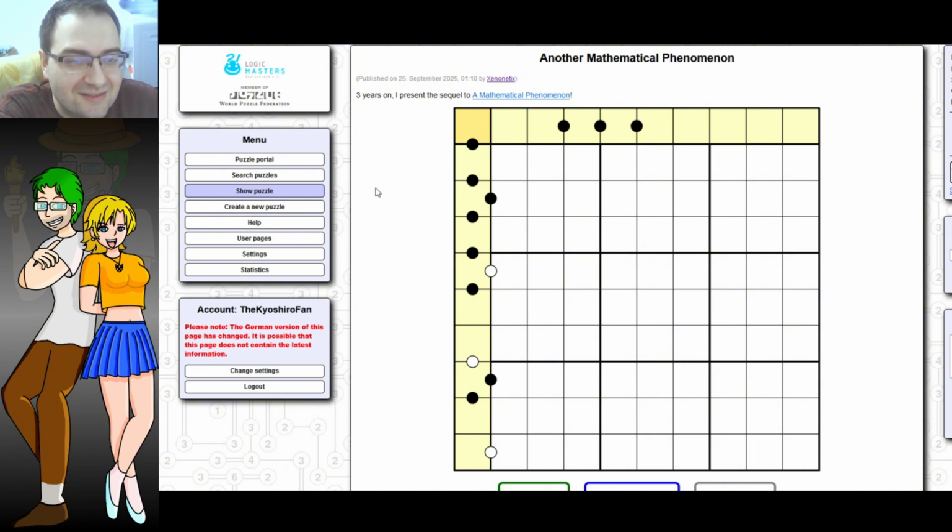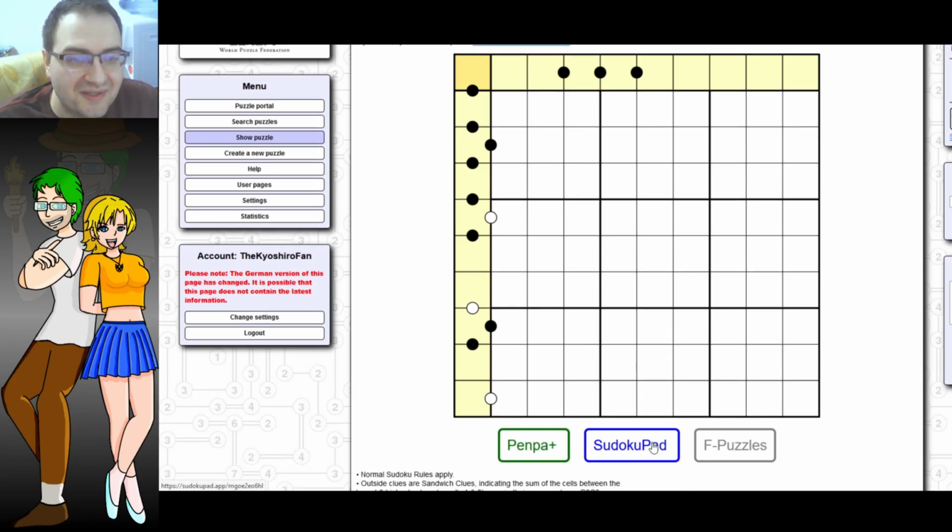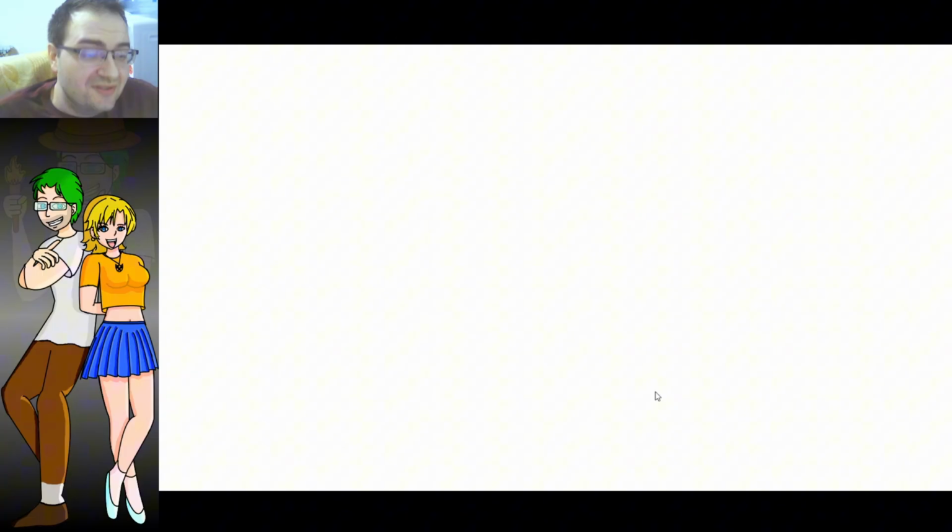Oh boy, this looks hard. Let's see how far I can go. I mean, I'll attempt it. Again, I probably promised to do the most recent. I don't know if I have, but if not, Xenonetics, here is my attempt at solving this. Where's Sudoku pad here? I don't even know the rules.